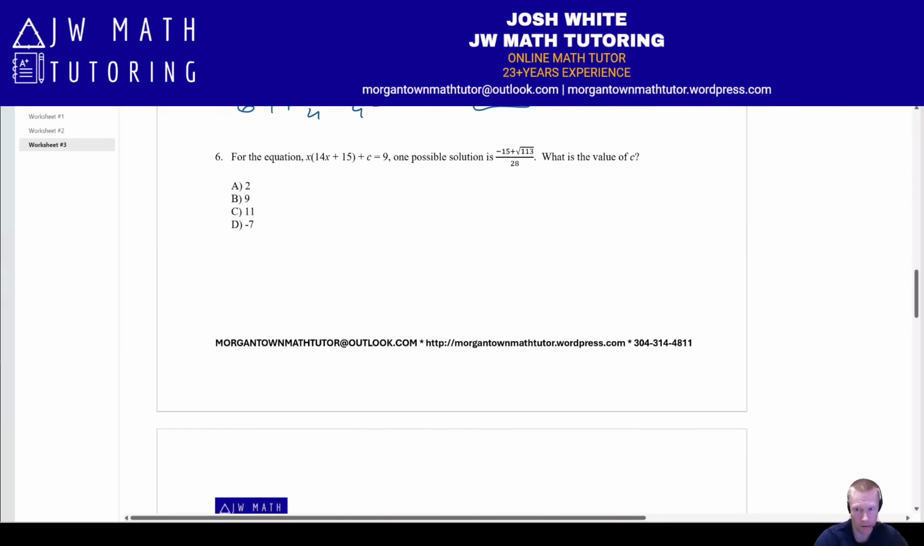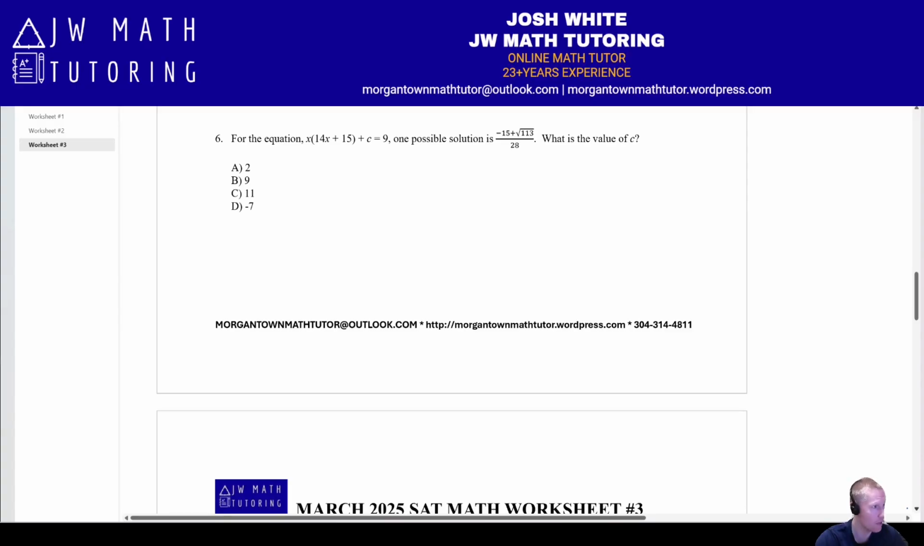All right, next up, let's look at question number 6 at the bottom of the page here. So here we have a quadratic expression. And the way that you would do this by hand is first we would distribute this x out. Get 14x squared plus 15x. And then plus c and subtract the 9 over, minus 9 equals 0.